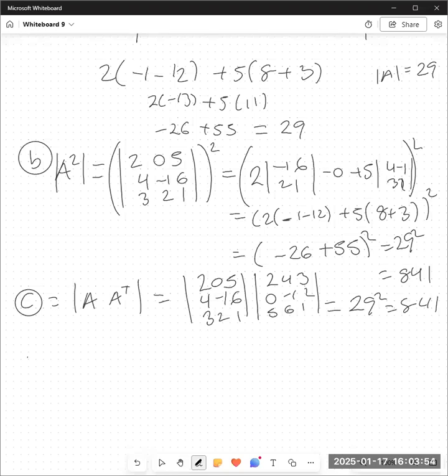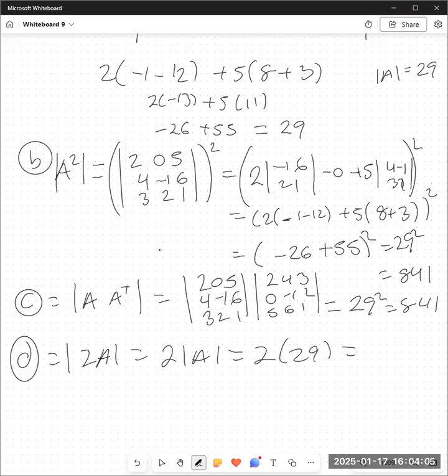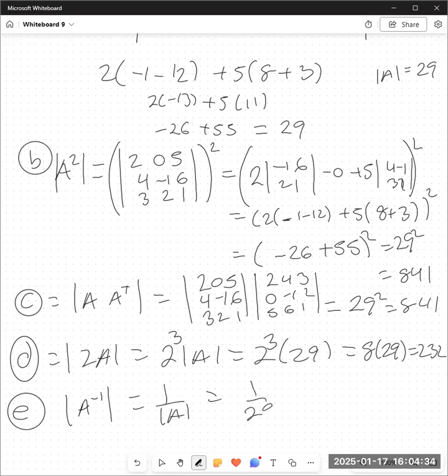D is the determinant of 2A. That is 2 cubed times the determinant of A, which is 2 cubed times 29, because we're doing determinants and it's a 3 by 3. So that's 8 times 29, which is 232. And E is the determinant of A inverse. So 1 over the determinant of A is 1 over 29.